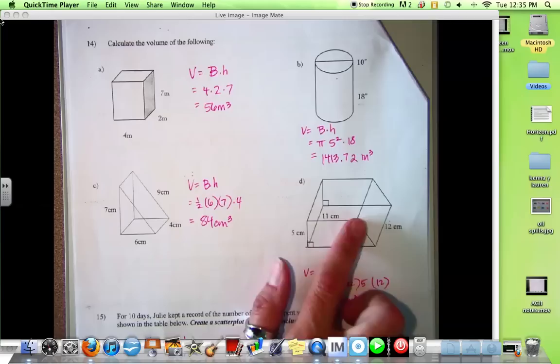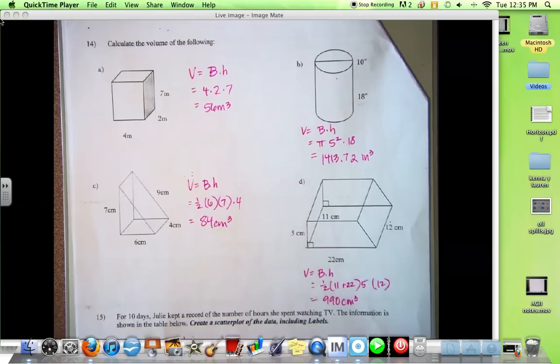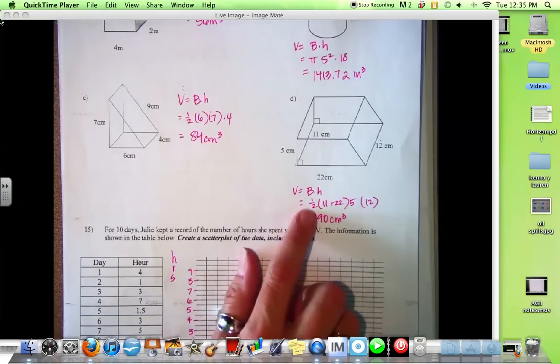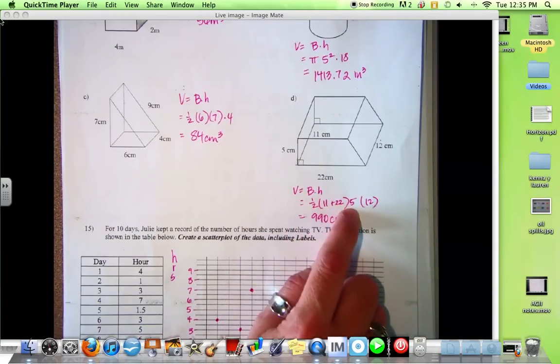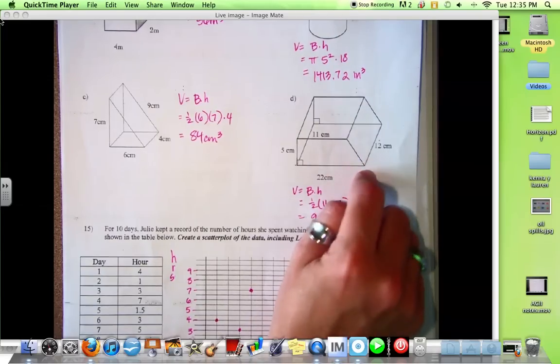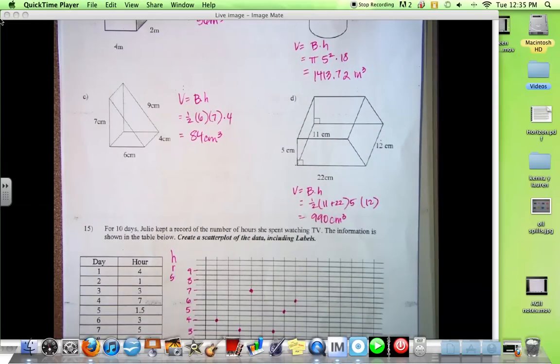D, the base is a trapezoid. So find the area of the trapezoid, which is 1/2 times 11 plus 22 times 5. And then multiply it by the height of the prism, which is 12. So you have a volume of 990 cubic centimeters.